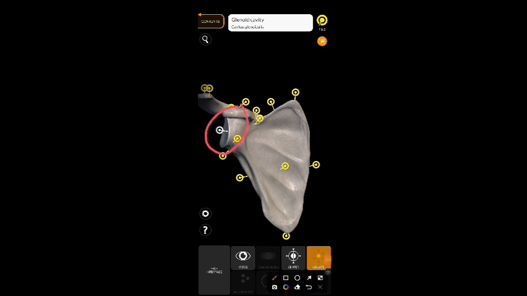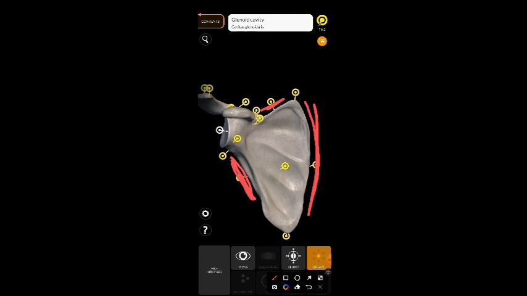The scapula has 3 angles, the glenoid angle, superior angle and inferior angle, and it has 3 borders: this is the medial border, this is the lateral border, and this is the superior border. The superior border is the shortest border of the scapula. The medial border is a thin border, and the lateral border is the thickest border of the scapula.